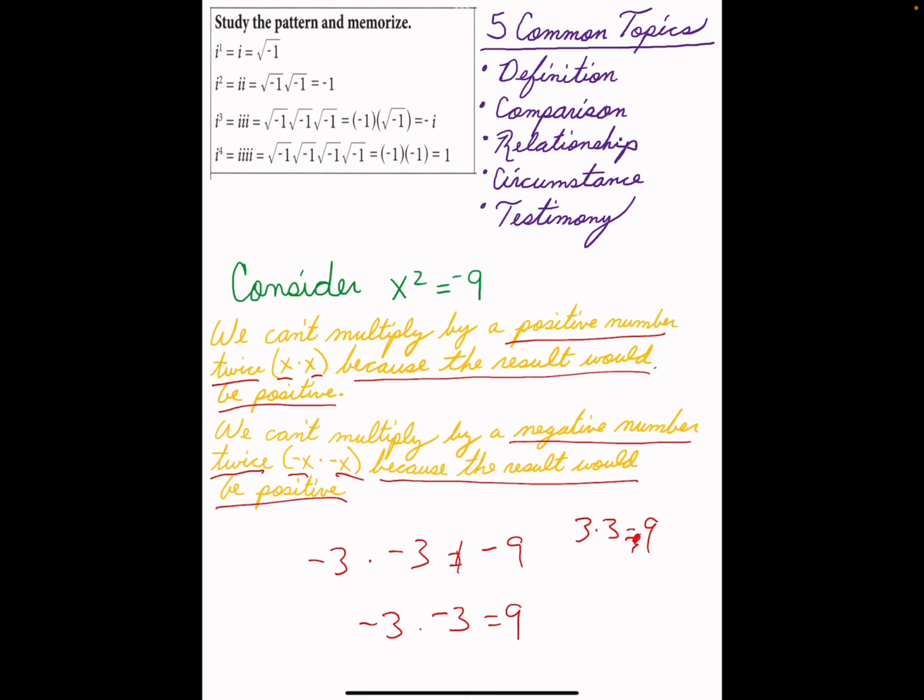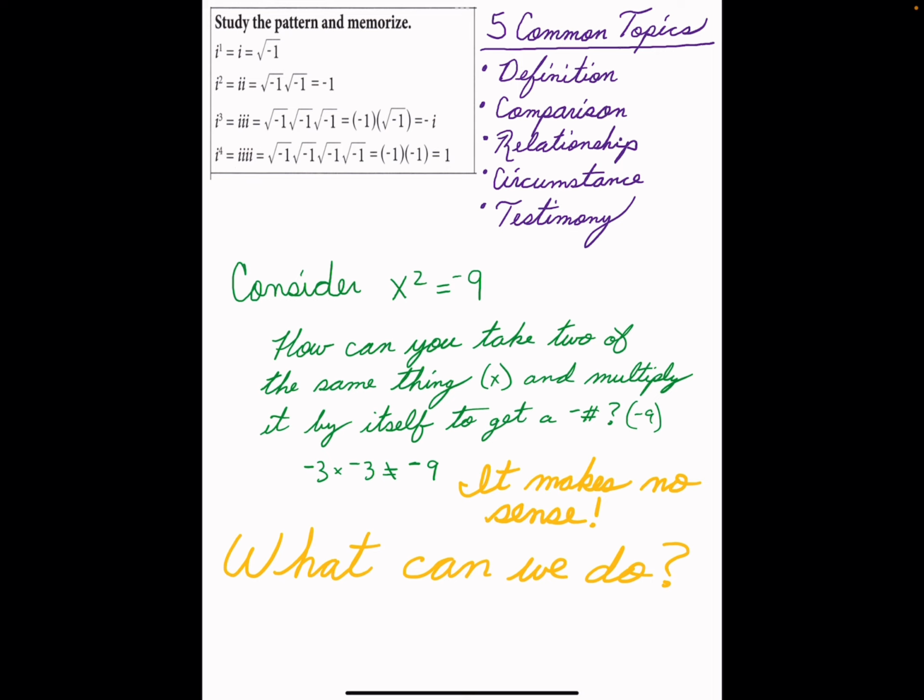And we also couldn't obviously take 3 times 3 because that is 9. Whoops, I did not mean to put that there. Okay, 3 times 3 equals 9. So neither one of those would work for that. How can you take 2 of the same thing and multiply it by itself to get a negative number? And here we go. Here's this example again. Negative 3 times negative 3 does not equal negative 9. It makes no sense. What can we do?